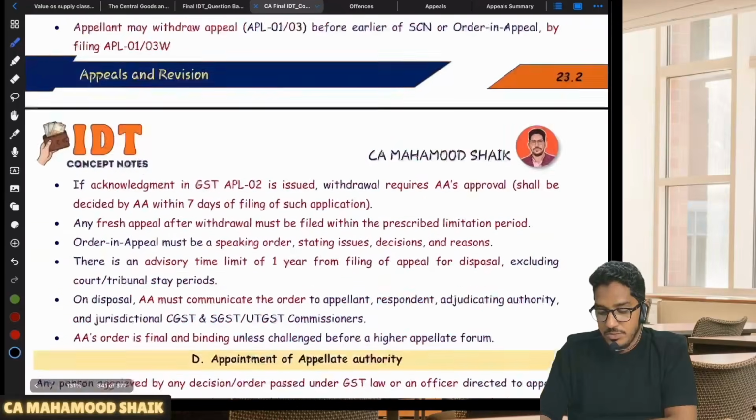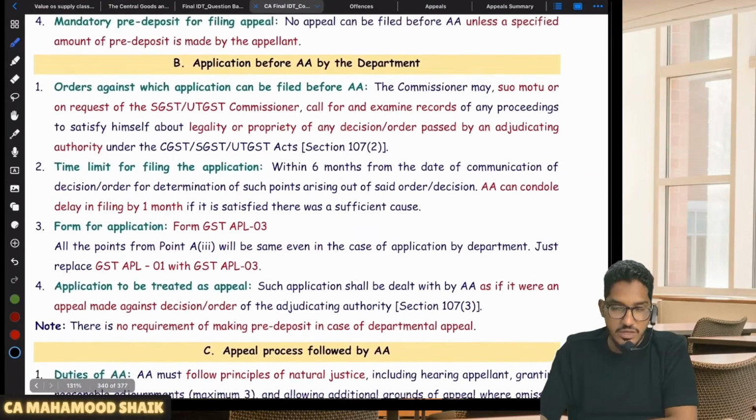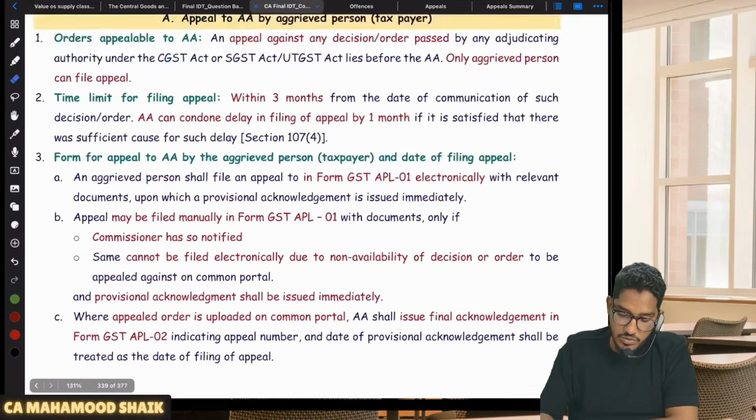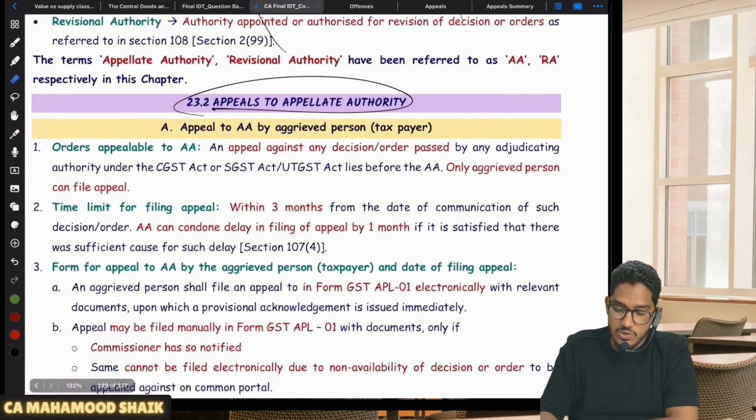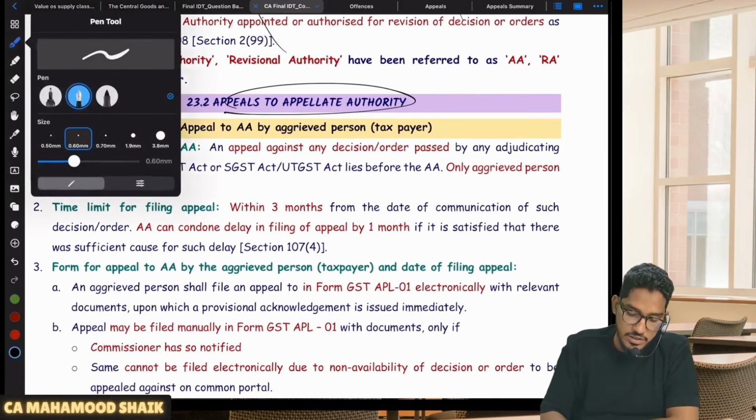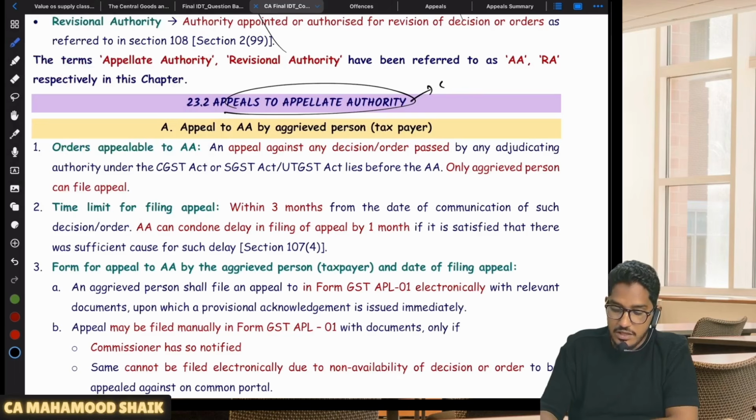Now, since we have the revision process clear, we will have a quick look at appeals, how you can go for appeal. First you should go to the appellate authority, appeals to appellate authority. Who will fall under the appellate authority? Either commissioner appeals or additional commissioner appeals. They will only fall under the appellate authority.